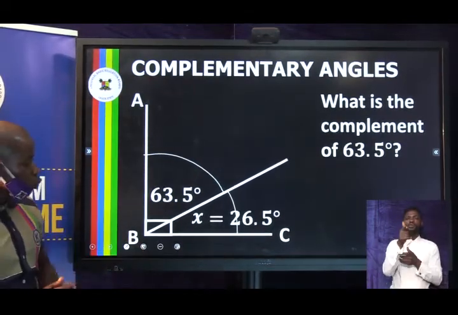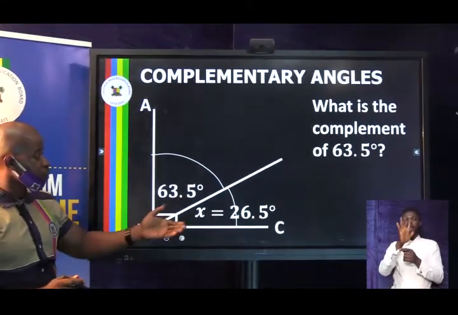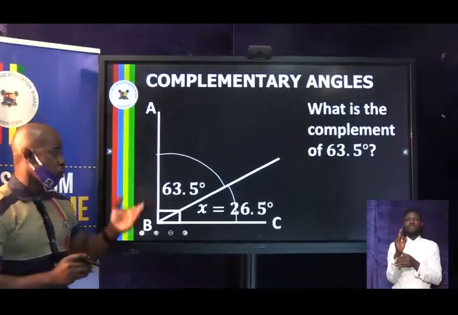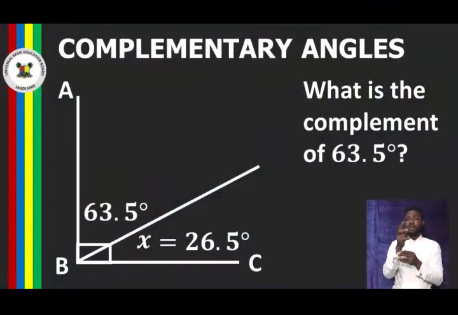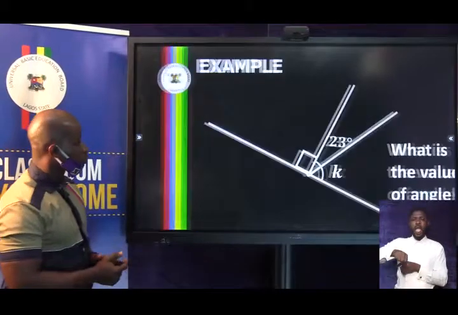You should have 26.5 degrees. And 26.5 degrees is the complement of 63.5. Don't forget once again that the complement of an angle is what you will add to it to complete 90 degrees. Let's see how we can find missing angles in diagrams.